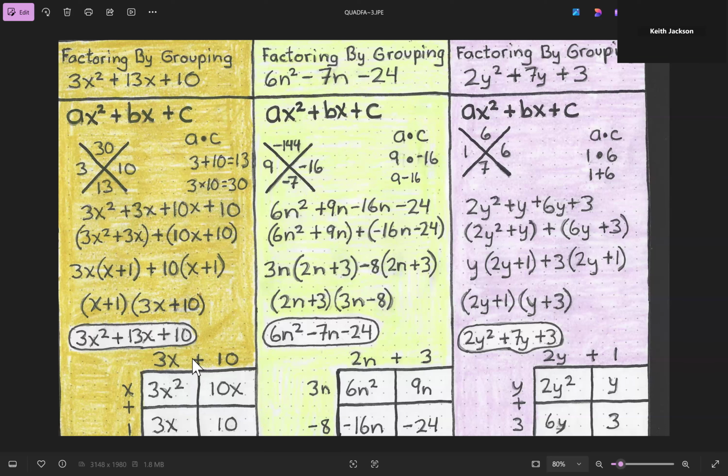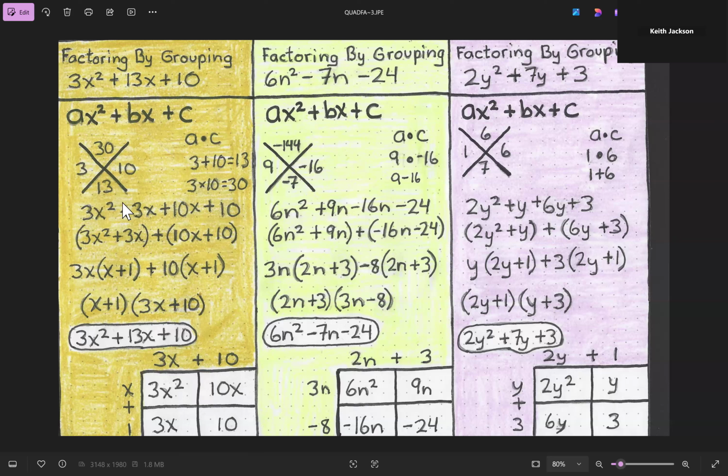We're going to use the box method to prove that this factored form of this quadratic equation is correct by putting 3x plus 10 on top, while putting x plus 1 on the bottom. And as you can see, x times 3x will give me 3x squared, while x times 10 will give me 10x, and 1 times 3x will give me 3x, and 1 times 10 will give me 10, knowing that 3x plus 10x will give me that 13x you see up here.